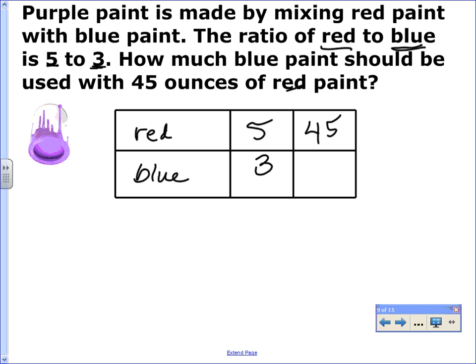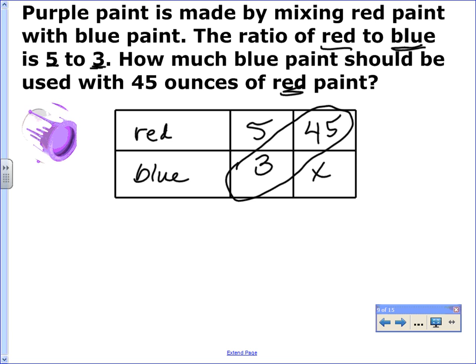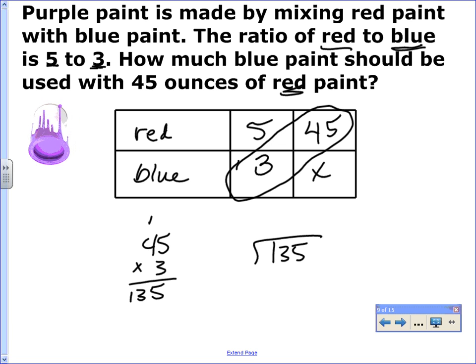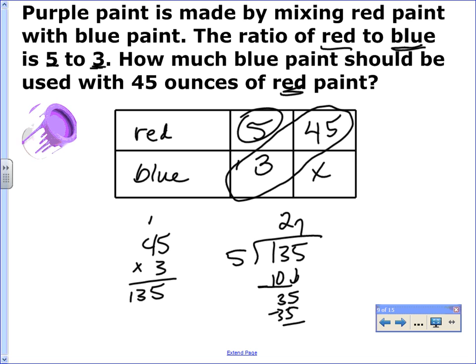45 ounces of red paint, so the 45 goes with red, then I put an X here. 3 times 45 is 135, divided by the lonely person, which is 5. That goes in 27 times. So X equals 27. So we need 27 ounces of blue paint to mix with our 45 ounces of red paint in order to make our fancy purple paint.